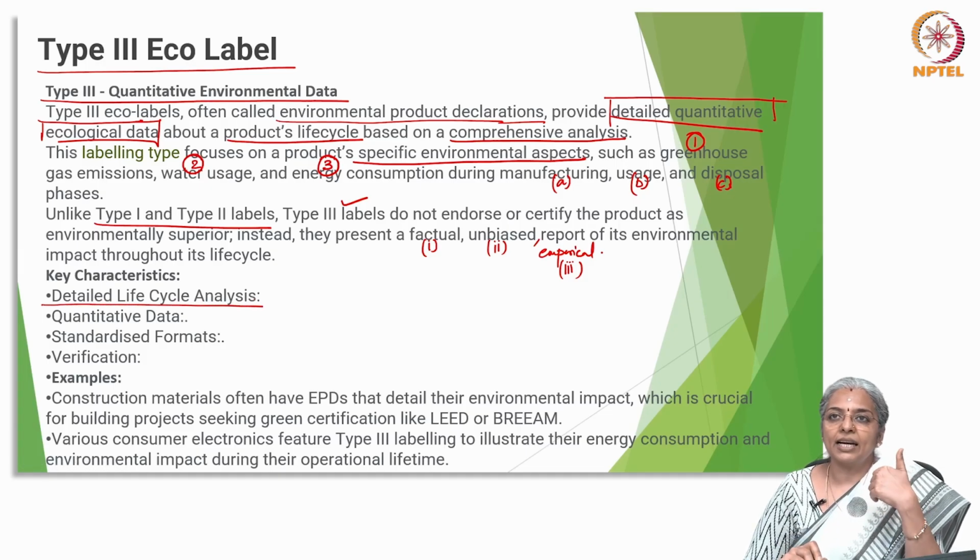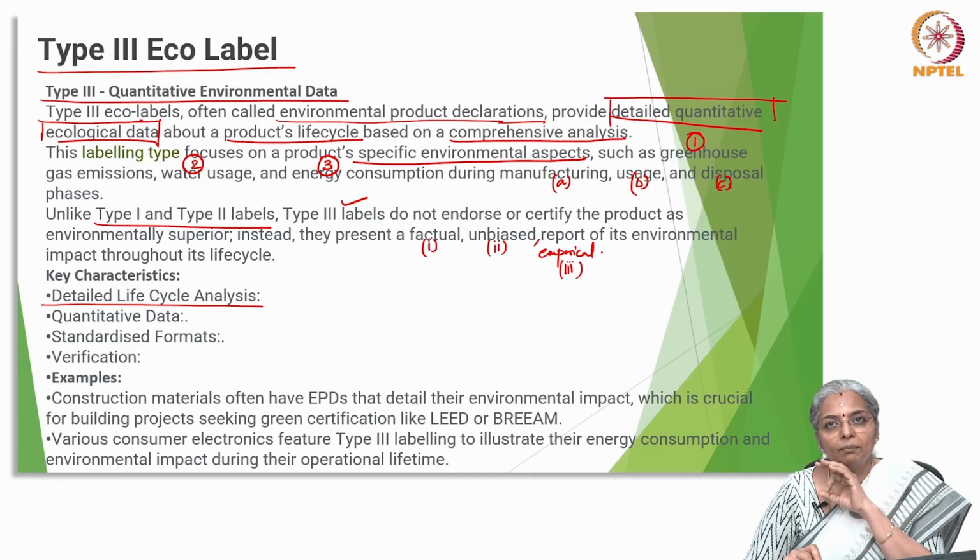So, type 3 labels will involve a complete analysis of the environmental impact of the product throughout its life cycle, and this will start from raw material extraction to the disposal of the product.